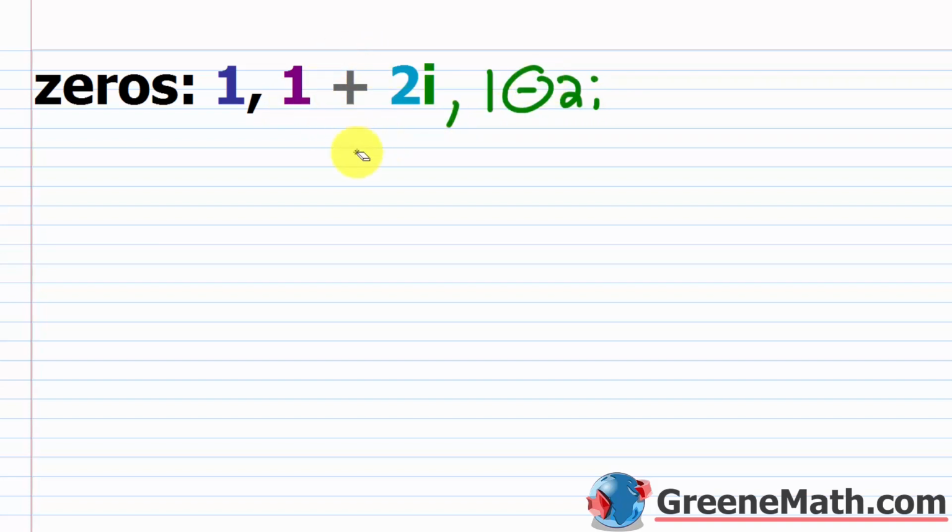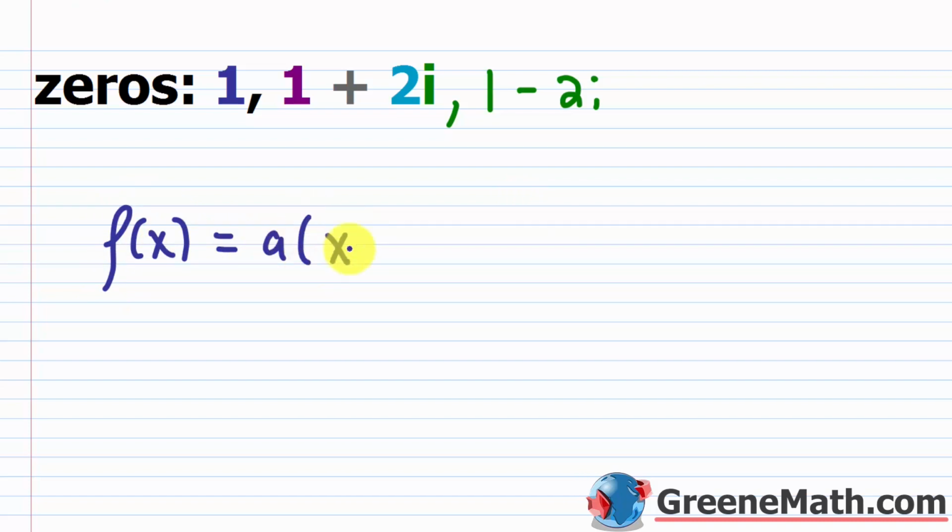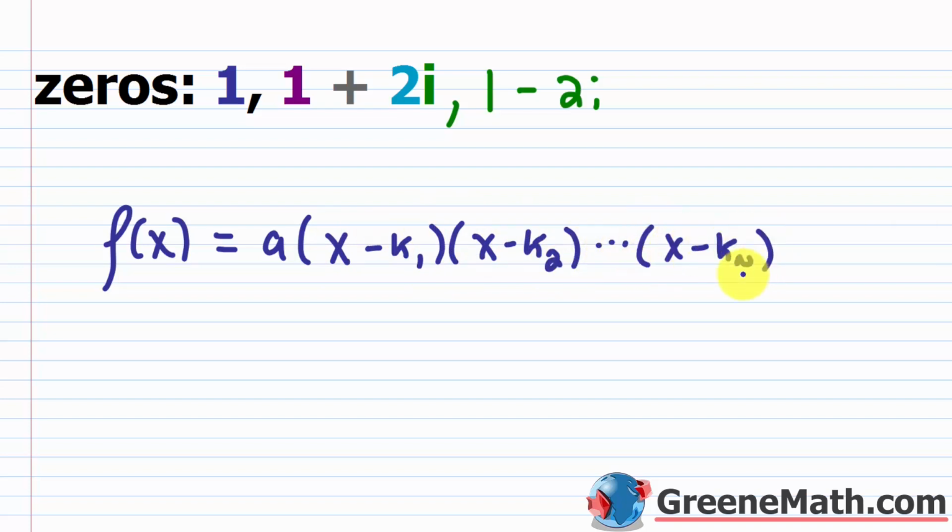Again, the 1 stays the same, the 2i stays the same, just change the sign to get the conjugate. That's all you're doing. So now if I want to write out my polynomial function, remember the form. It's f of x is equal to a times you have your x minus k sub 1 times your x minus k sub 2, and then you keep going, and then you have your x minus k sub n. Okay, so in each case, it's x minus whatever this 0 is. So in this one, I'd say x minus 1.